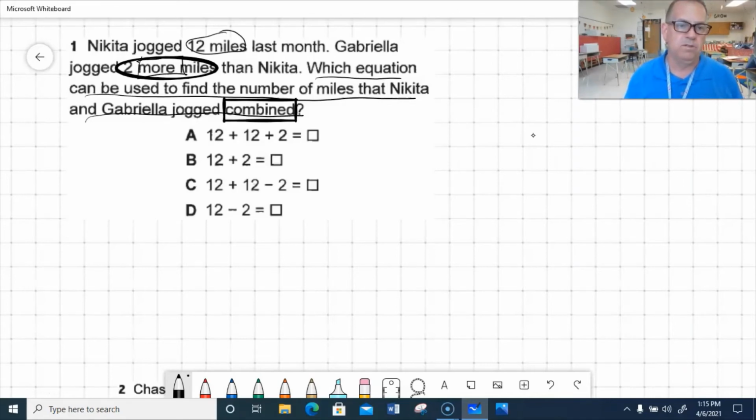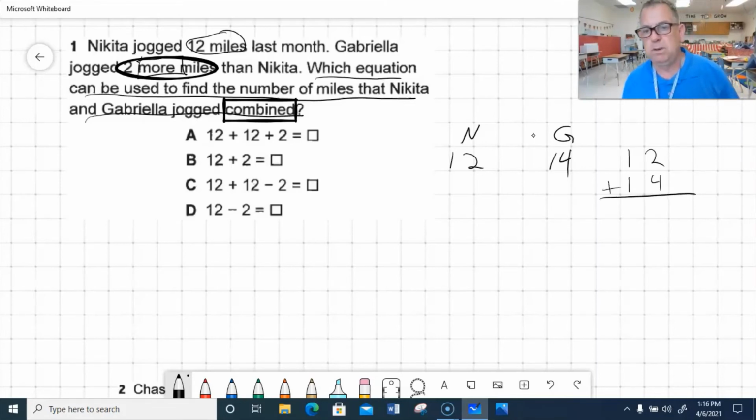Okay, so I'm looking at this information, and I'm going to do some evaluating right now. The problem-solving strategy that I'd use would be make a table. So I'm just going to make a table with how many miles Nikita jogged and how many miles Gabrielle jogged. I know Nikita jogged 12 miles, and Gabrielle jogged 2 more miles than Nikita, so that would be 14 miles. So if I want to find out how many miles they jogged combined, I would have to add those 2 together. So I would do 12 plus 14.